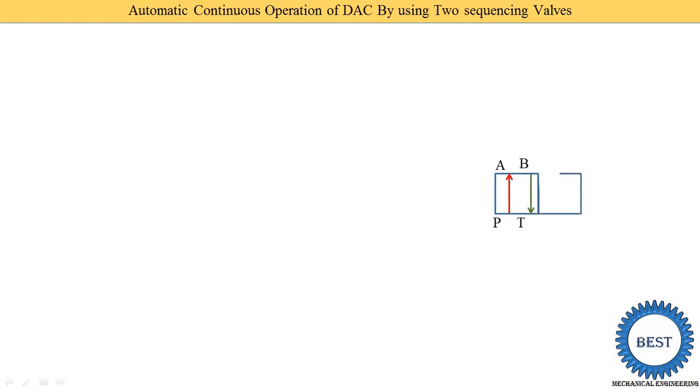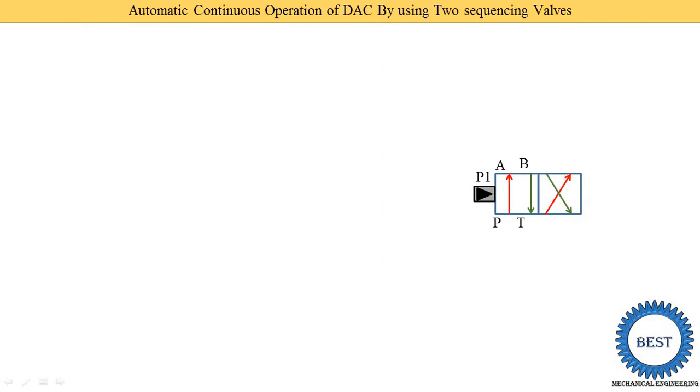This is the second position. For the second position, we need to shift to the second square. The P port is connected with the B port, which means oil flows from the P port to the B port in the second position. And the A port is connected with the T port, so oil flows from A to T.